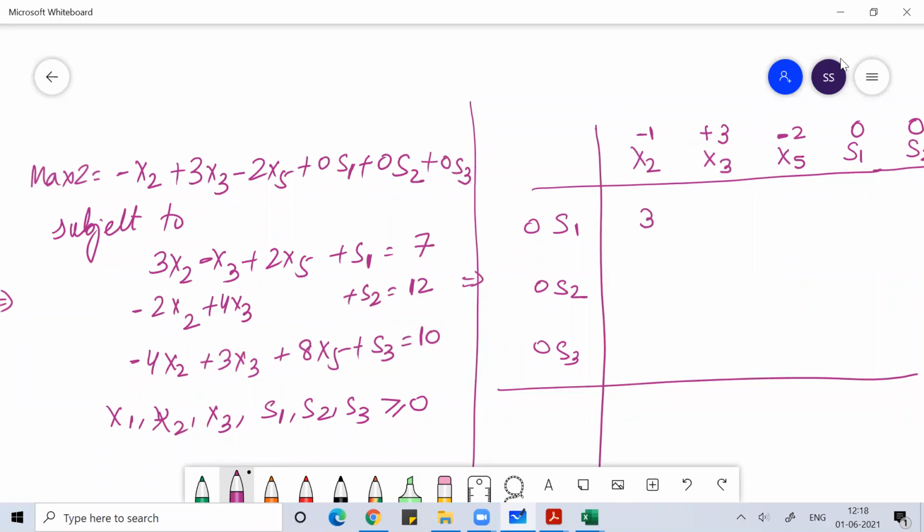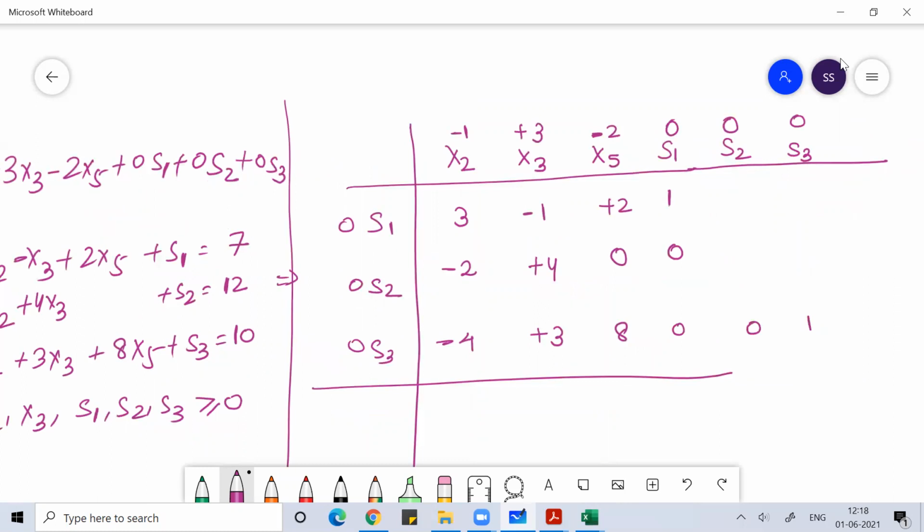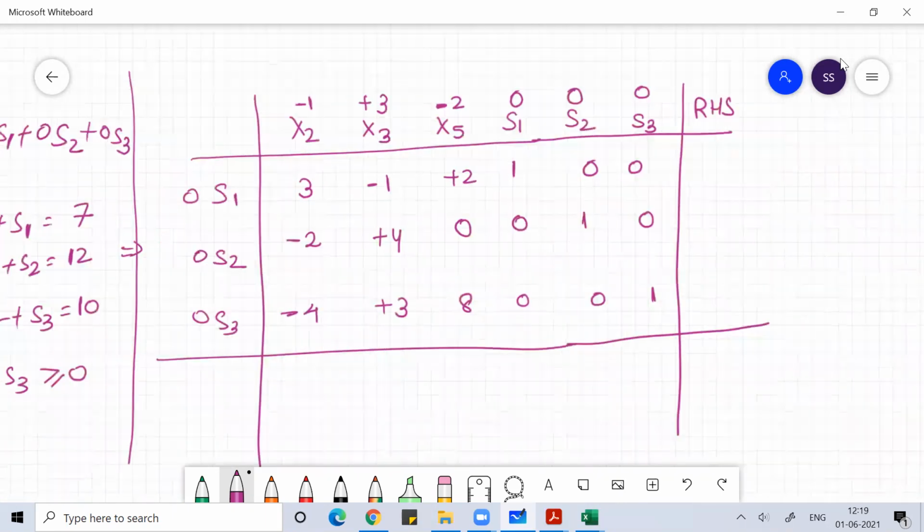So this row is 3, -1, 2, then 1, 0, 0. The next row is -2, 4, 0, then 0, 1, 0. The next row is -4, 3, 8, then 0, 0, 1. Okay, and your RHS value is 7, 12, 10.